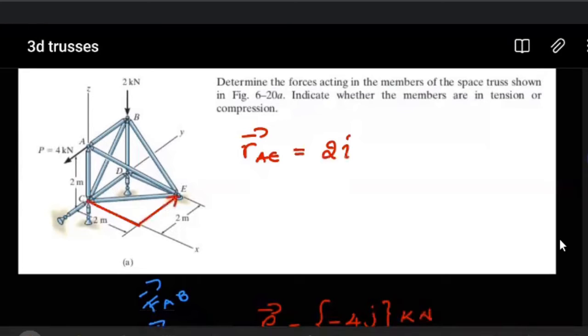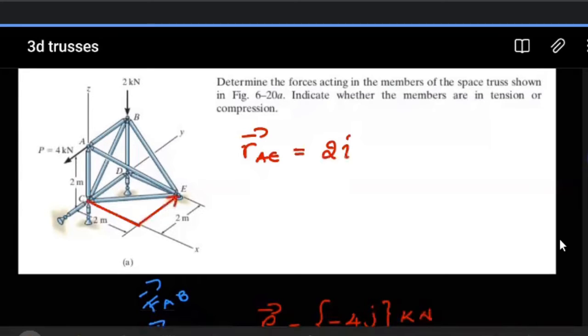Remember, Chewe, when starting, I said because they've put their y here, they are telling us that the y-axis is positive in this direction. The z-axis is positive in this direction, and the x-axis is positive in this direction. So just be careful there. So this is positive 2j.